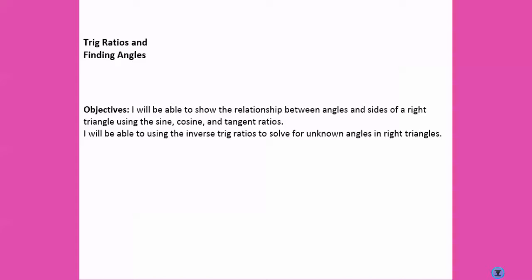Today we're going to be talking about trig ratios and finding angles. Our objective is that we will be able to show the relationship between angles and sides of a right triangle using the sine, cosine, and tangent ratios. And we will be able to use the inverse trig ratios to solve for unknown angles in a right triangle.